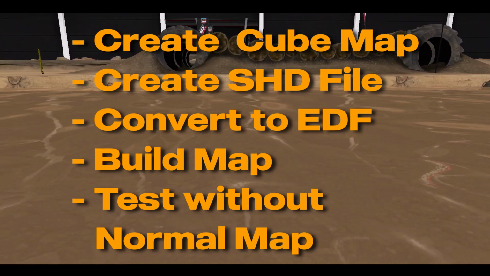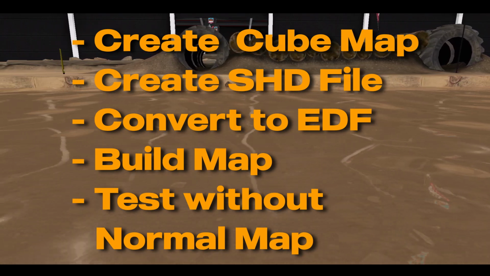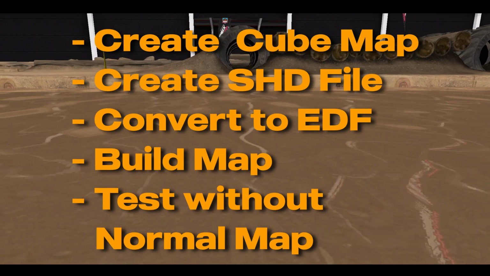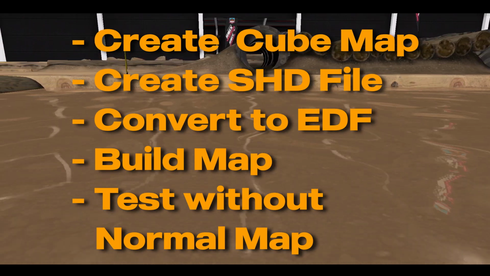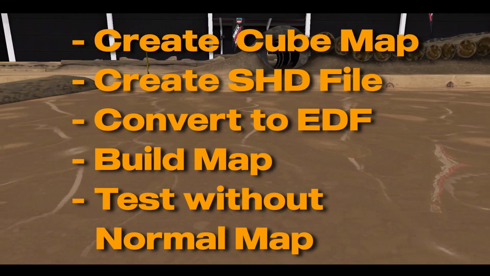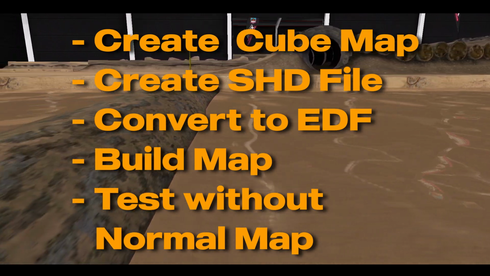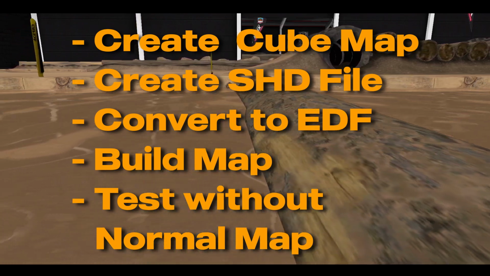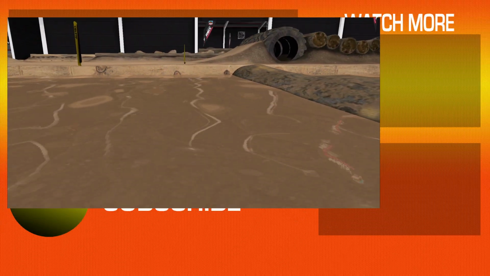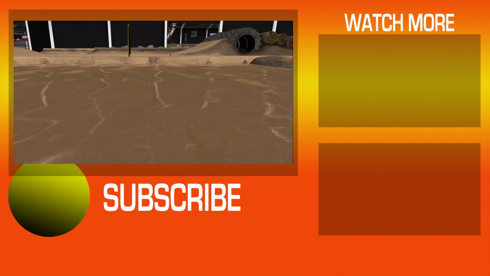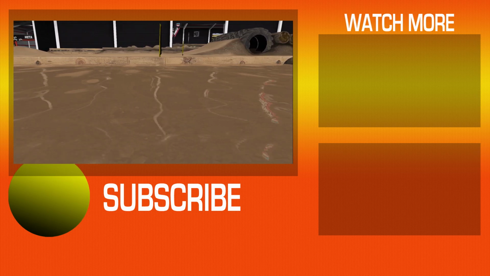You want to then convert your object to EDF. Be sure to save your shader file every time. You then need to build your map. Go back to the map view, test it out. If you're not seeing your reflections, always remember to disable the normal map. Try it without that. The normal map really affects those reflections, and it also depends on the angle that you're viewing your reflections from on your object.